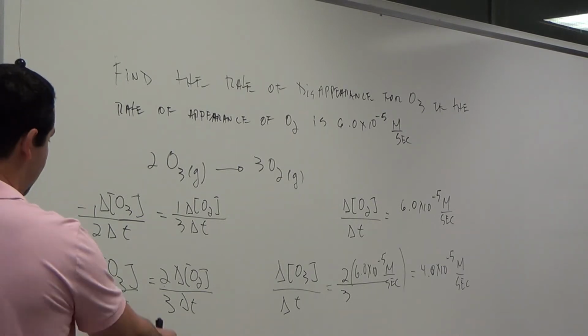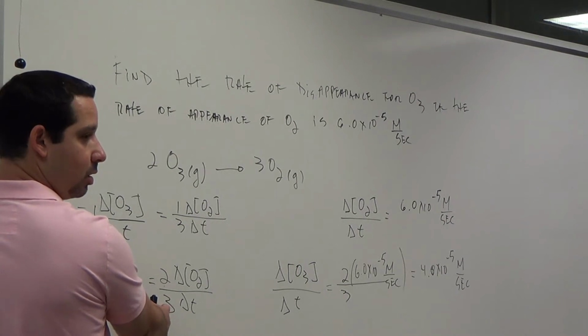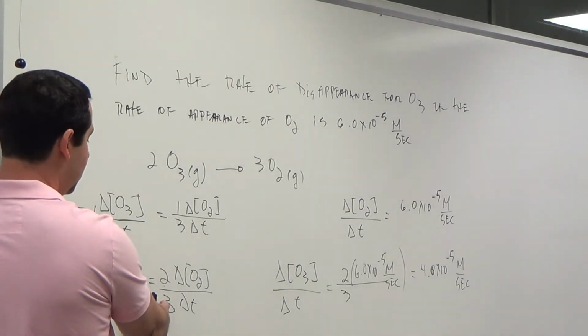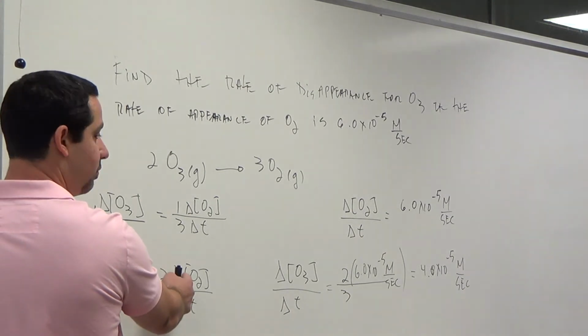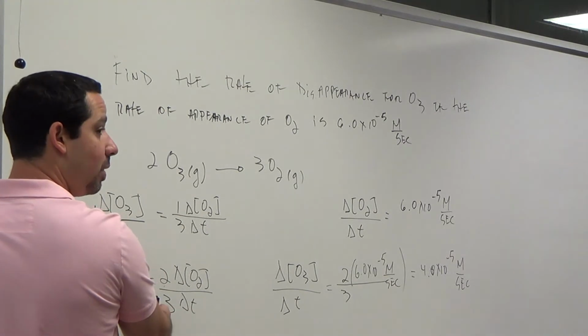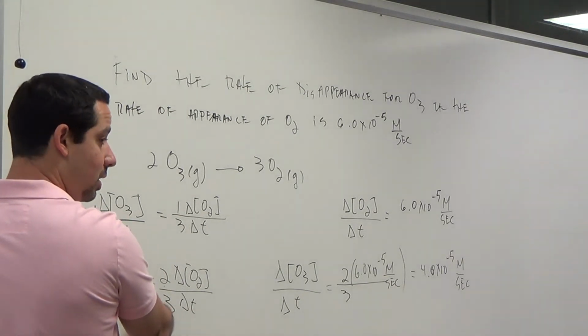Tell me, why is this divided through here? Because of the coefficient in front. Yes, I know it's because of the coefficient, but I divide the rate of appearance by the 3 to make it what? To make it the unique rate.